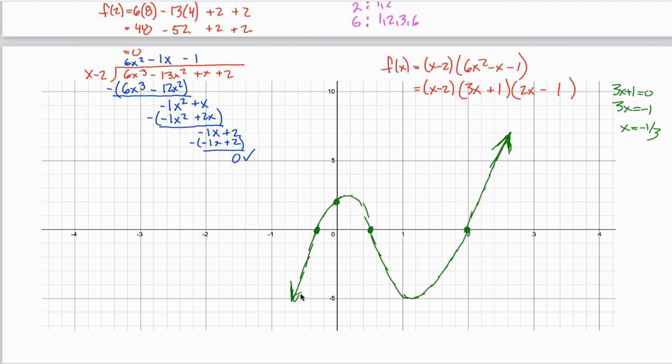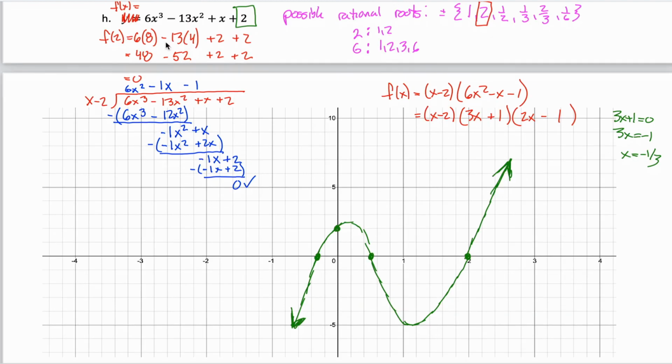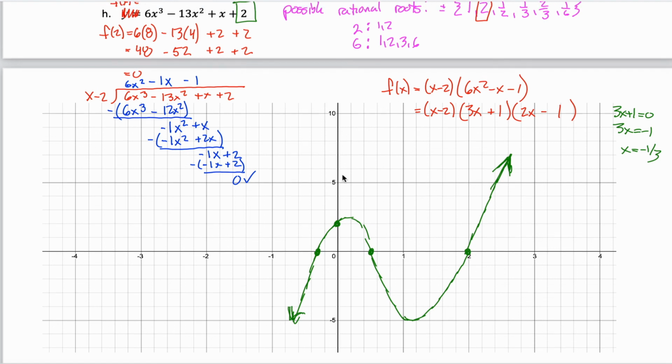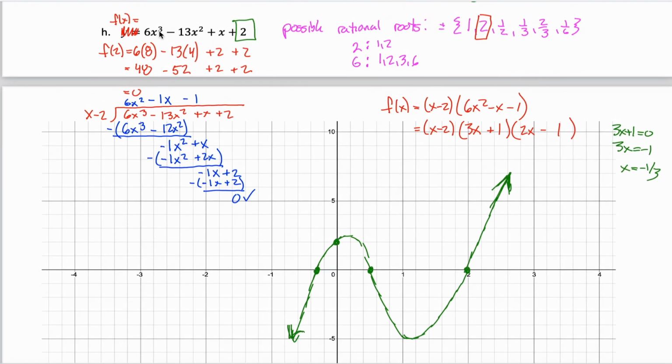It's not exactly what the graph of 6x cubed minus 13x squared plus x plus 2 looks like, but it does capture the important characteristics. Important for the purposes of our class is the y-intercept, the x-intercepts, the multiplicity of those x-intercepts, and the end behavior. You might notice that so far we've only dealt with third degree polynomials, and that's intentional.